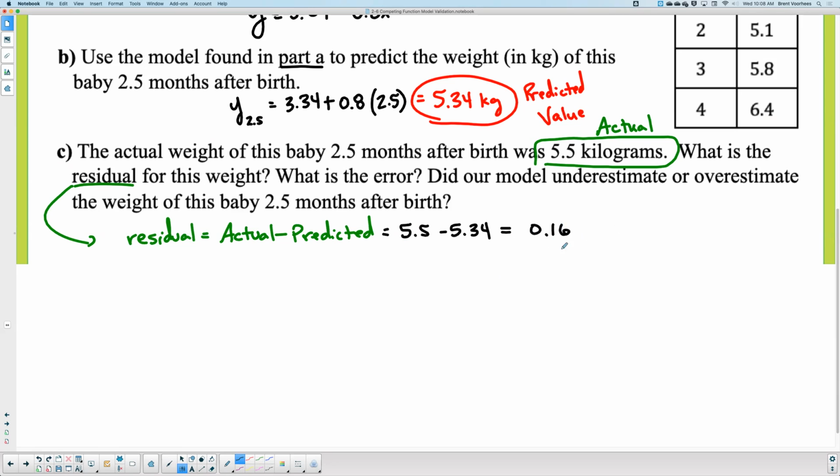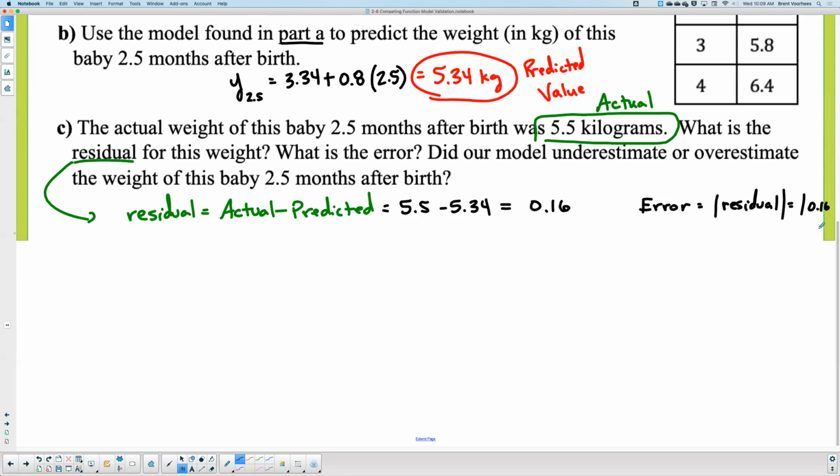And if that's the residual, what is the error? It's always just the absolute value of the residual. So I could have done it that way. I could have said it's the absolute value of the residual, which means it's the absolute value of 0.16, which happens to be 0.16. Okay, so that's our error. That's our residual. Did our model underestimate or overestimate? Okay, so here's the question. If the actual was bigger than the predicted, did we underestimate or overestimate? Underestimate. We underestimated.